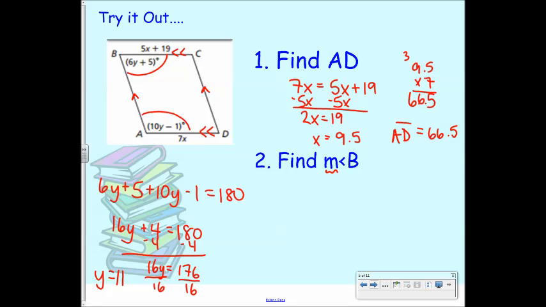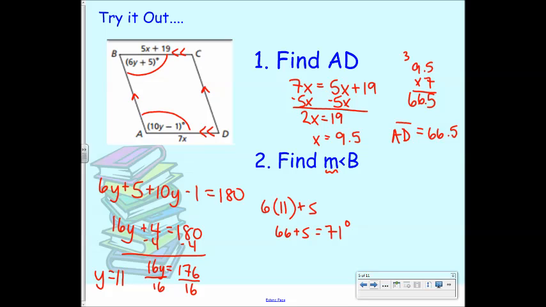And then the last thing you need to do is plug that back in to find the measure of angle B. So I'm going to do 6 times 11 plus 5, which is 66 plus 5, which equals 71. Since it's an angle, make sure you put your degrees symbol. So the measure of angle B is 71 degrees.